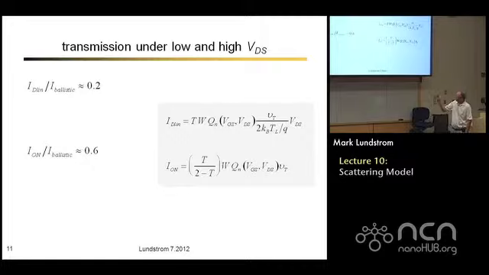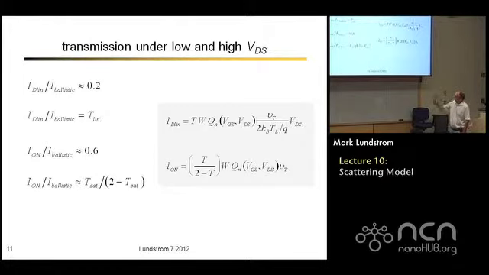Okay. So we have the linear regime, and we have an expression for the linear current, and we have the on current, and we have an expression for the on current. So what that expression tells us is that the ratio of the actual current in the linear regime to the ballistic current in the linear regime is just the transmission. So if we can estimate the ballistic current, measure the linear current, divide the two, we've got the transmission. Okay. And that transmission was 0.2.